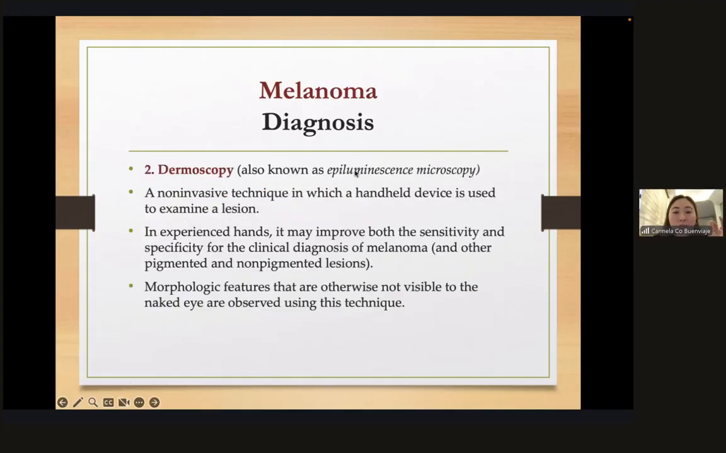So dermoscopy or epiluminescence microscopy is a non-invasive technique in which a handheld device is used to examine a lesion. So in inexperienced hands, it may improve both the sensitivity and specificity for a clinical diagnosis of melanoma. So morphologic features that are otherwise not visible to the naked eye could be observed using this technique. Okay, so with dermoscopy, it can help us decide if we should or if there's no need to do a biopsy.